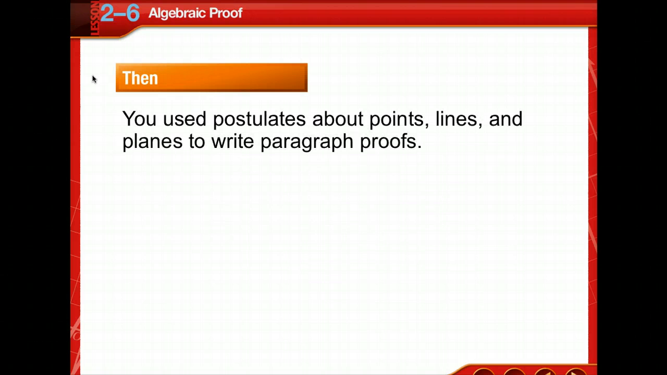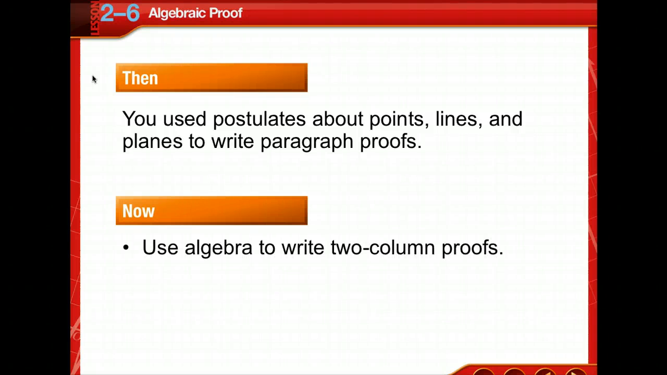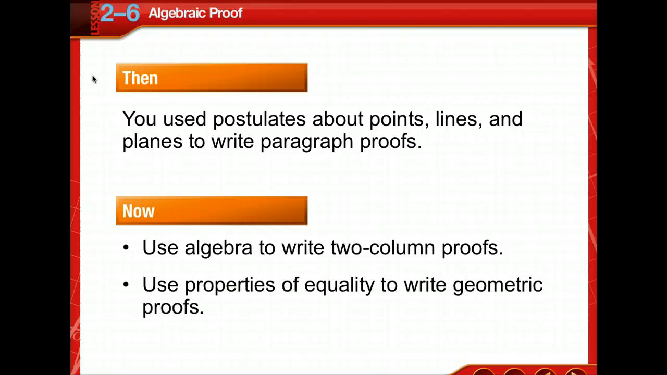So last lesson we used postulates about points, lines, and planes to write paragraph proofs. And now we're going to use algebra to write two-column proofs. And we're going to use properties of equality to write geometric proofs. We have just 3 words for our new vocabulary: algebraic proof, two-column proof, and formal proof. So a two-column proof is known as a formal proof.